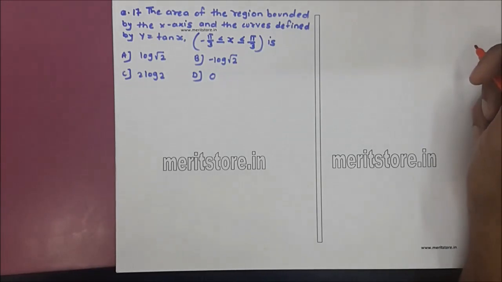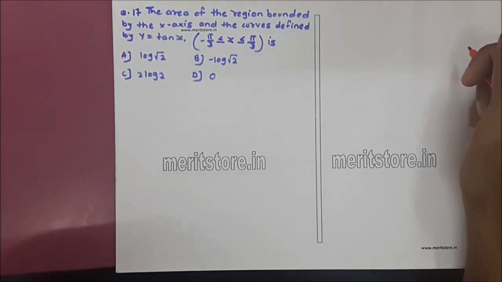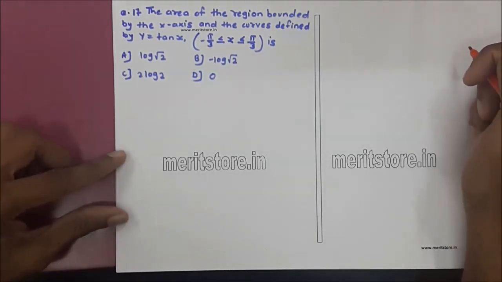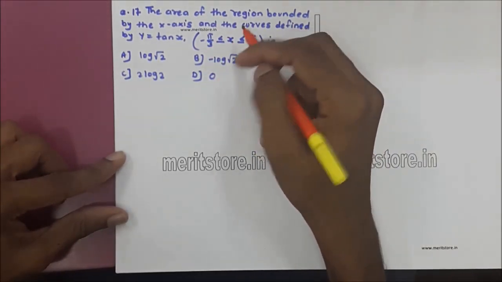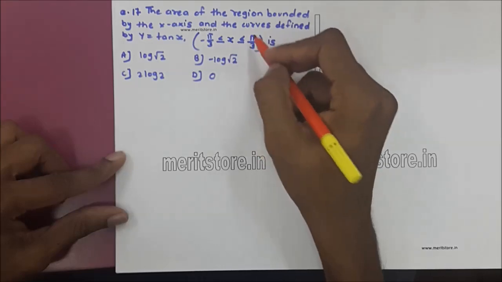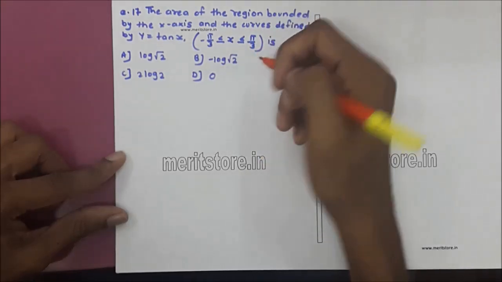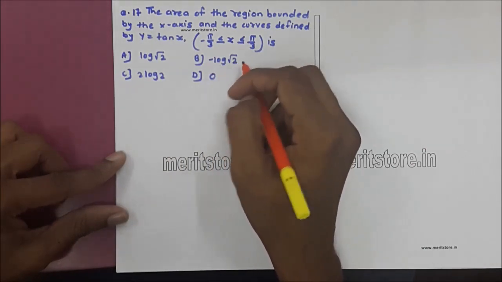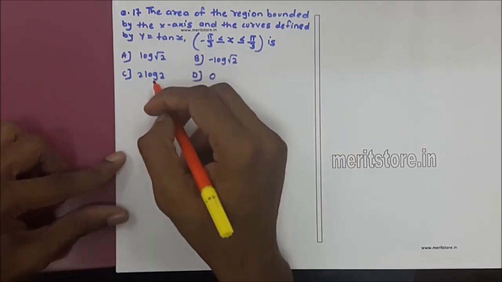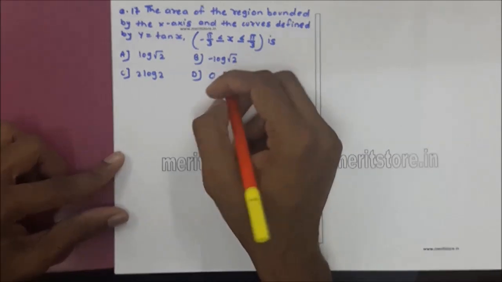Question 17. The area of the region bounded by the x-axis and the curves defined by y is equal to tan x. We have limits, that is minus pi by 3 less than or equal to x less than or equal to pi by 3. Options are A log root 2, B minus log root 2, C 2 log 2, D 0.